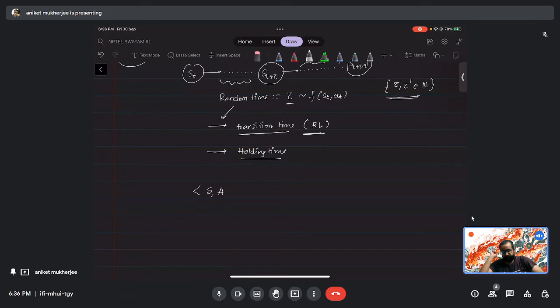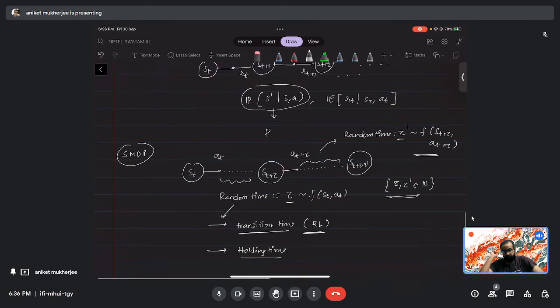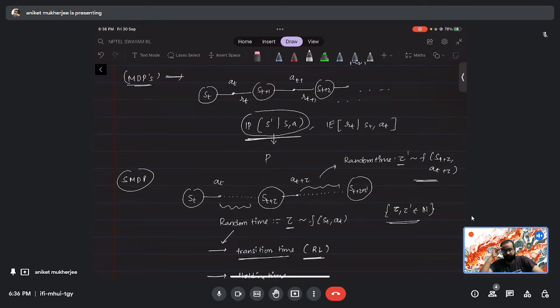Okay, so SMDPs can be viewed as having states, the set of all states, and a set of actions, which is similar to an MDP. Then you have a transition probability matrix and the reward. The transition probability is given by P(S', tau | S, A), whereas in an MDP you had just P(S' | S, A).